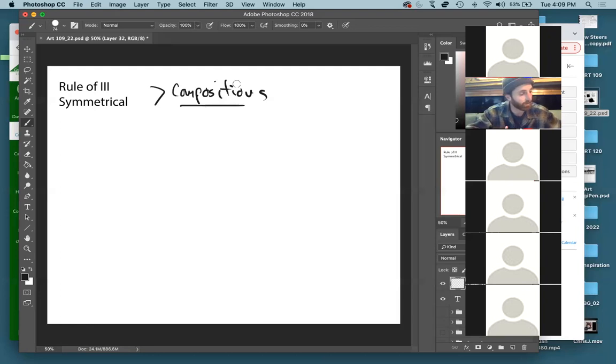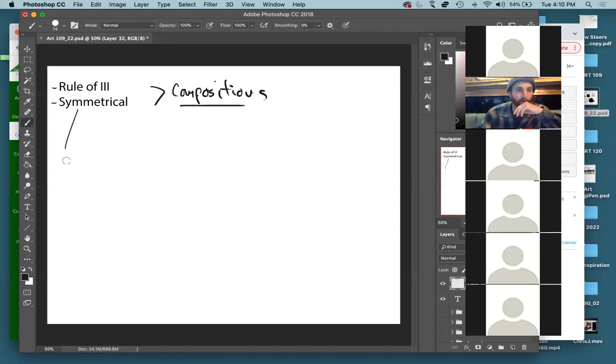So we'll look at some examples today and I'll show you how to use it. And kind of the opposite of that rule, maybe not opposite, but a different version of composition, is a symmetrical composition, which you may have heard of as well, and probably have done as well. They can go hand in hand. One isn't better than the other necessarily, but there are times to use one and times to use the other, and it's good to experiment with both. So let's look at both of these.